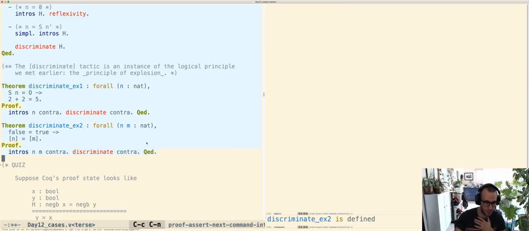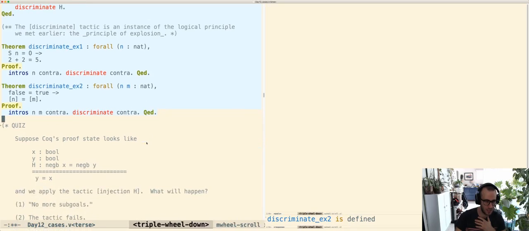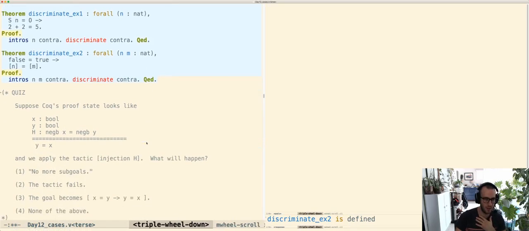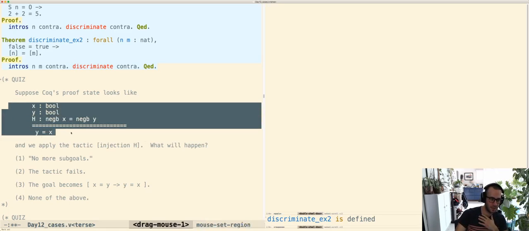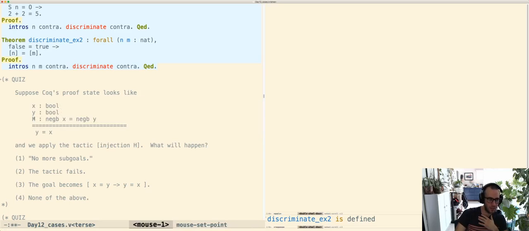Okay, I want to conclude this video with a couple of quizzes just to see where we're at for injection. Okay. Suppose Coq's proof state looks like this. x and y are Booleans. We know that negb x equals negb y. And we apply the tactic injection H. What will happen? Pause the video if you need to. Think about it.